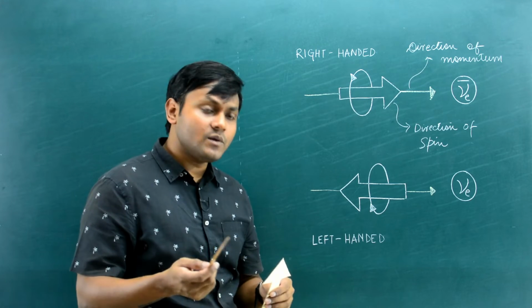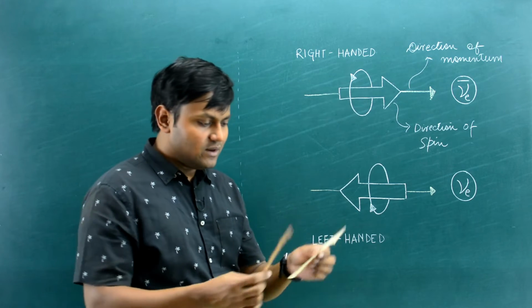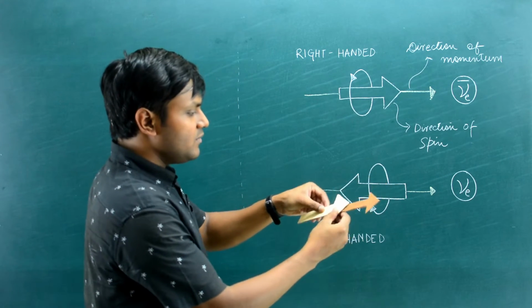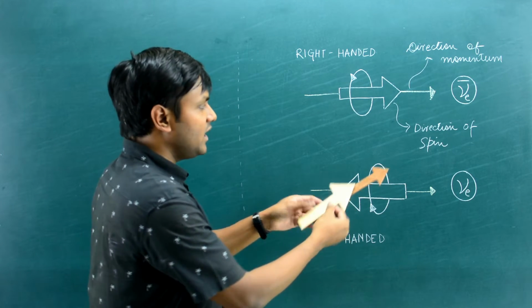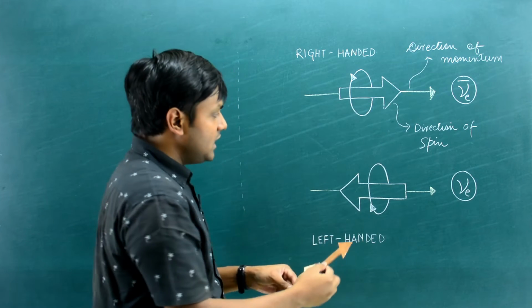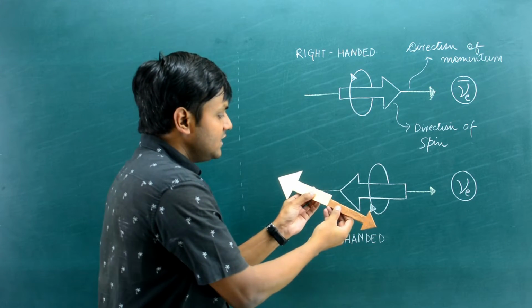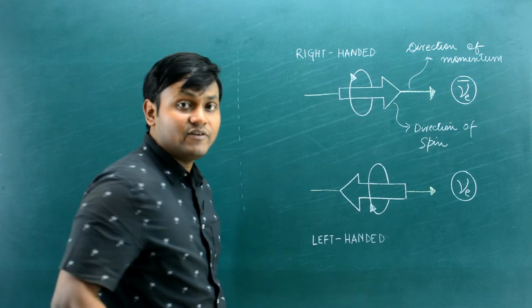You can use any one of them, but for the sake of my discussion right now, I'll use these two arrows. If both of them, the direction of motion and the direction of the spin associated with the angular momentum, are in the same direction, it's a right-handed particle. If the direction of motion and the spin direction are in opposite directions, that's a left-handed particle.